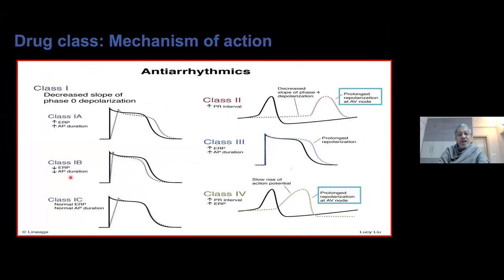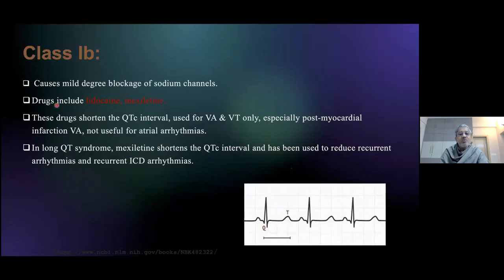Now, coming to class 1B. Class 1B decreases the action potential duration and also decreases the effective refractory period. So do you think it is going to be effective? It is going to be effective in limited cases where the action potential has been suddenly prolonged, and that happens in the face of acute ischemia. So let's see which are the class 1B drugs. The class 1B drugs are lidocaine and mexiletine.